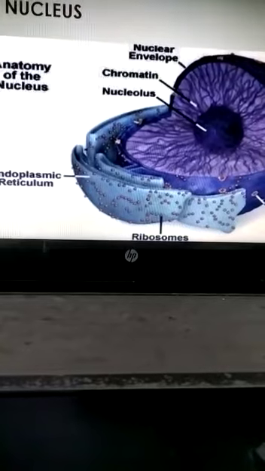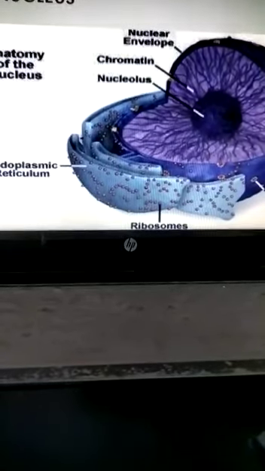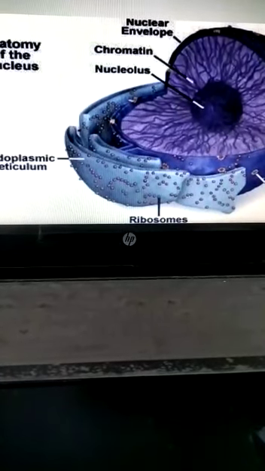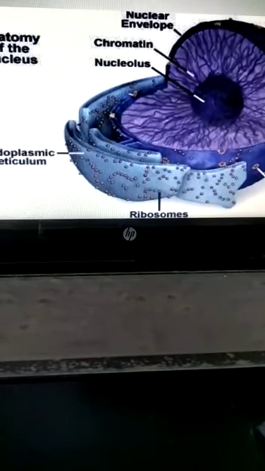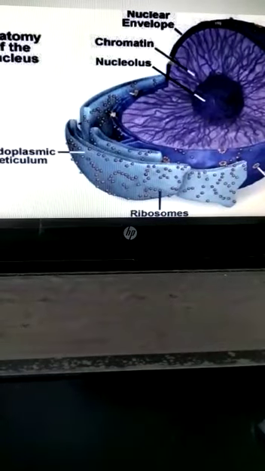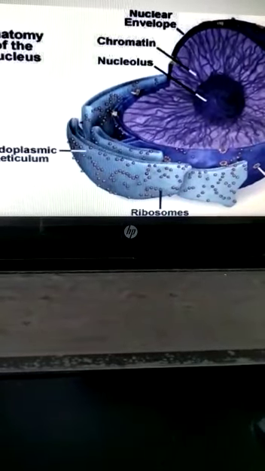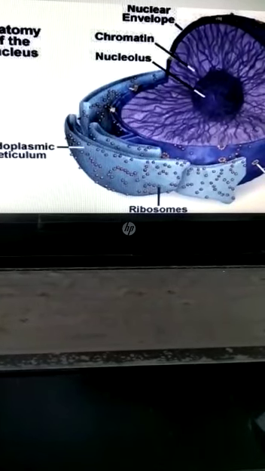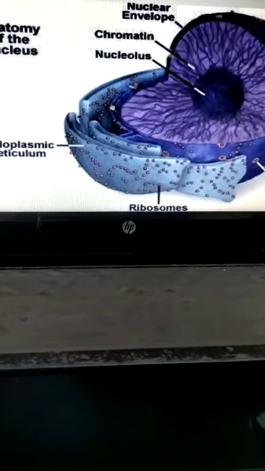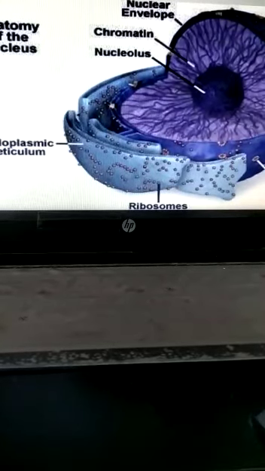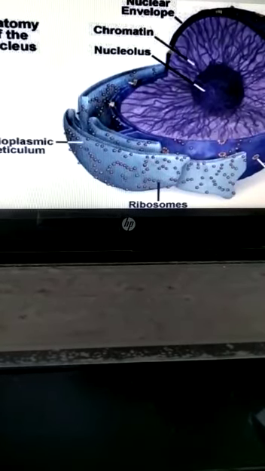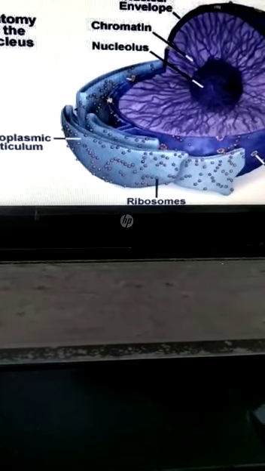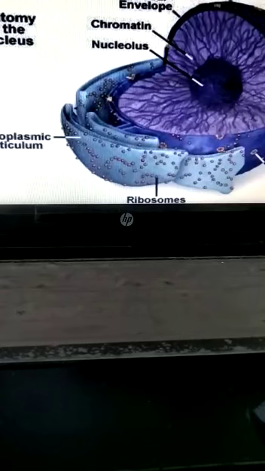Next is the chromatin network. Chromatin is a network of fine thread-like coiled filaments distributed in the nucleoplasm. It is usually made up of DNA and protein. During cell division, chromatin becomes highly condensed, thick and rod-like structures known as chromosomes.